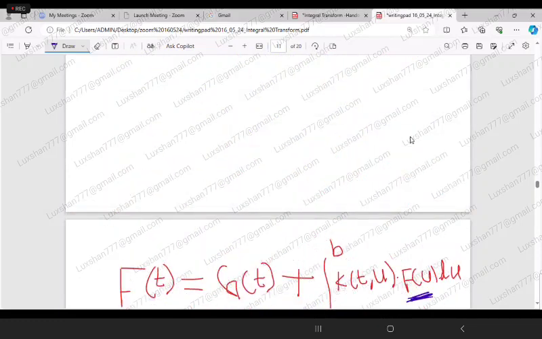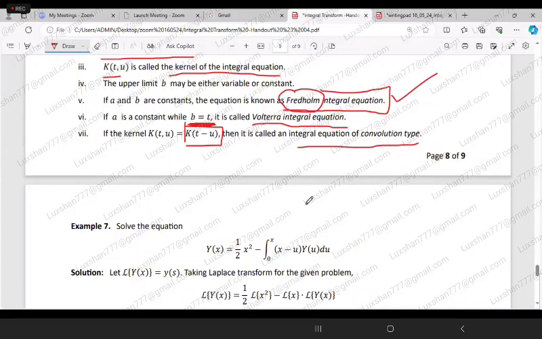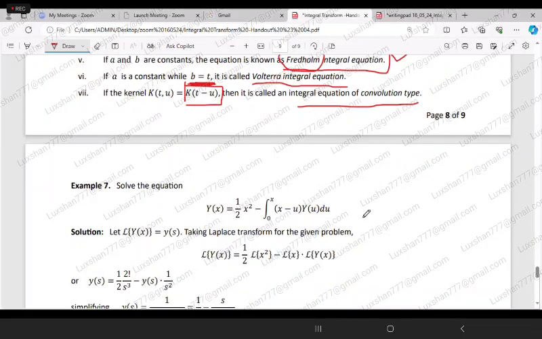Now we'll see how we can solve an integral equation using the Laplace transform. So look at this question. Y(x) is equal to half x squared minus the integral from 0 to x of (x − u) y(u) du. So this is an integral equation.